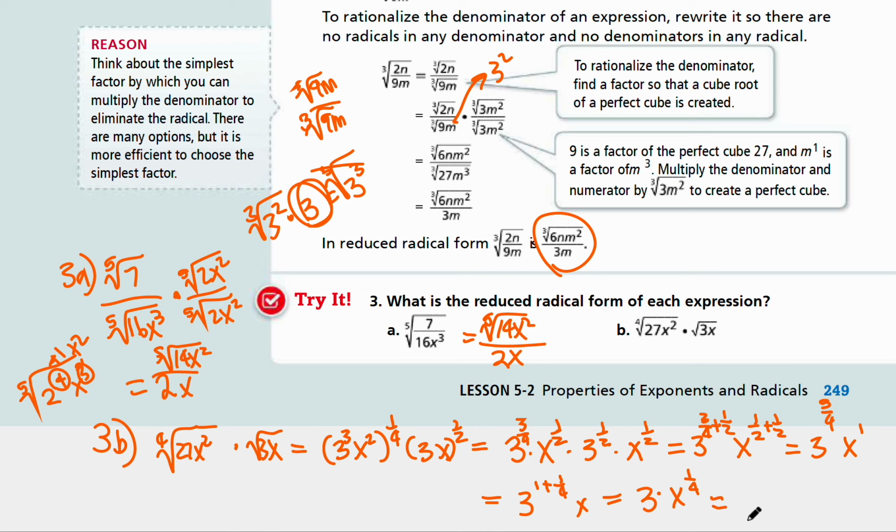So then, wait, what did I do? 3 to the 1/4. Yeah, product power property. And then you have 3x fourth root of 3 if you write it as a reduced radical form. So that's going to be your final form.